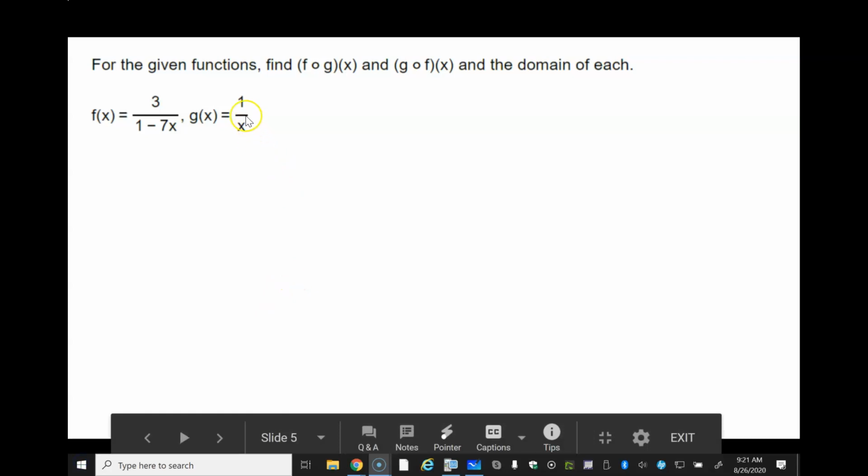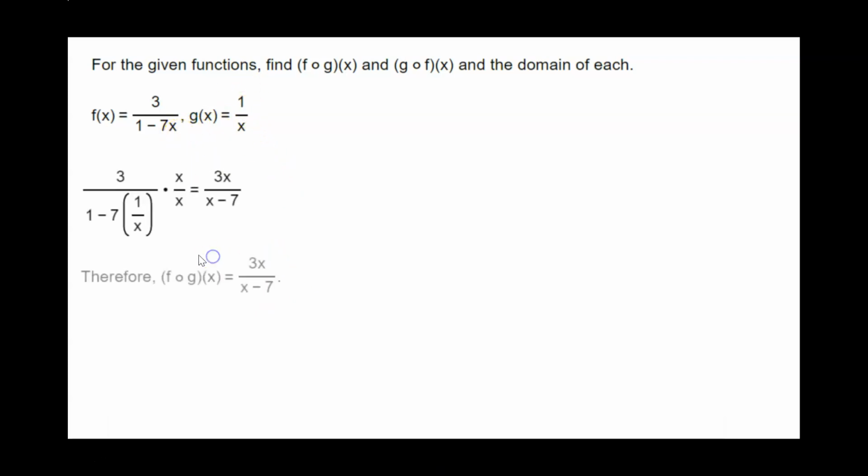So I do understand there's a fraction involved. Or hopefully you at least got to this part where you just substituted this x for 1 over x. That's the first part of f of g. I took the second equation and inserted it into the main equation any time I see x.